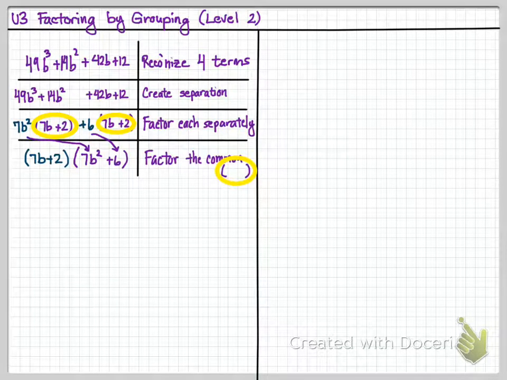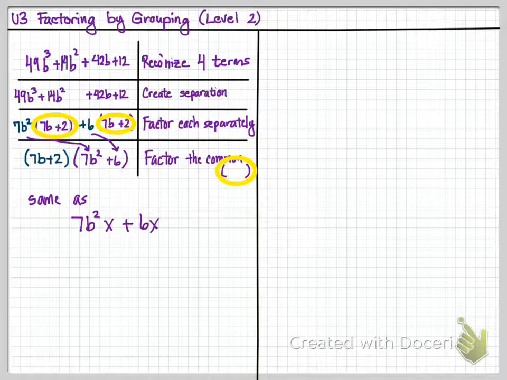And then that is the final answer, unless there's more you could factor out. This is the same as rewritten as 7b squared x plus 6x. Notice both of them have x's. Factor out the x, and you're left with 7b squared plus 6. Think of it that way to help you understand what we do with those parentheses, the ones that are circled in yellow.